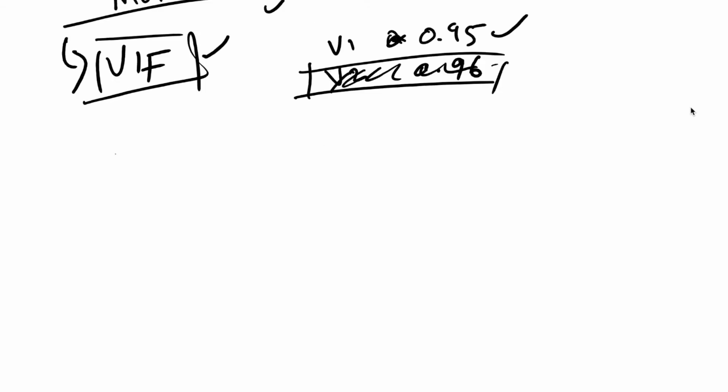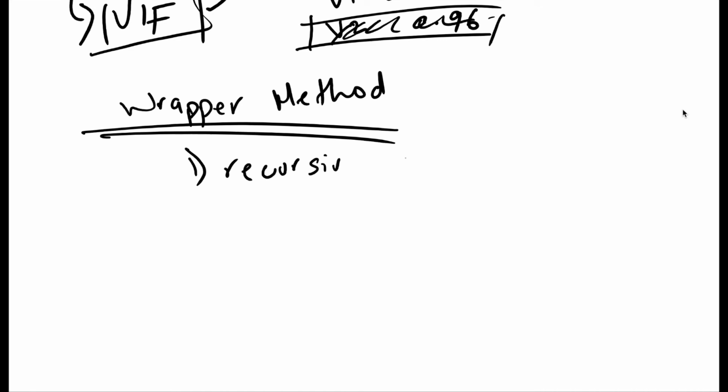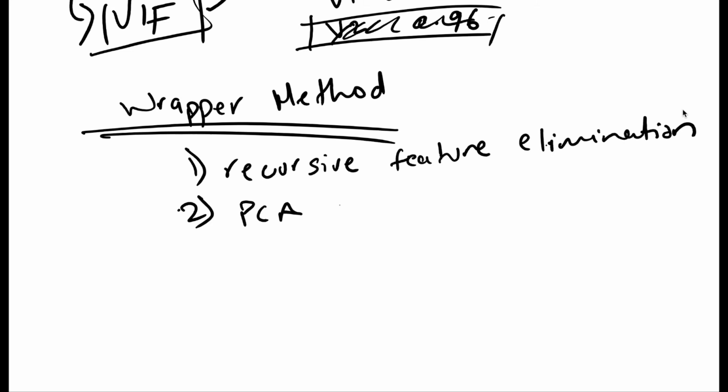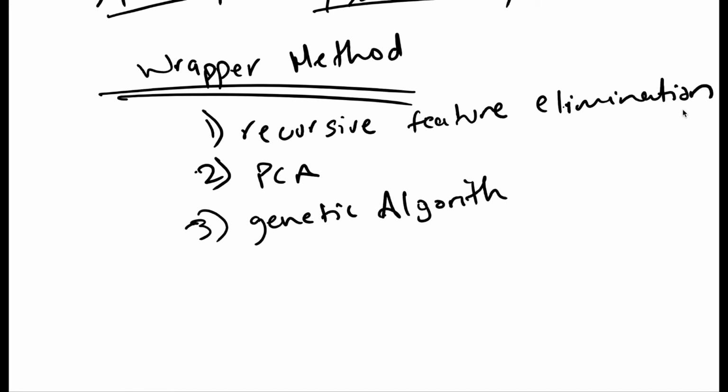Now, when you're working with the wrapper method, there are different techniques that you can use. The first one, you can use a recursive feature elimination technique. You can use a PCA, which is principal component analysis. You can also use genetic algorithms. You can use Boruta, which is part of the random forest algorithm.